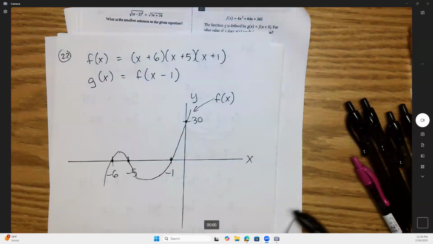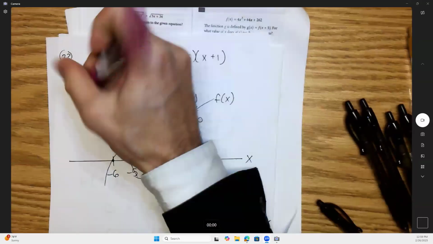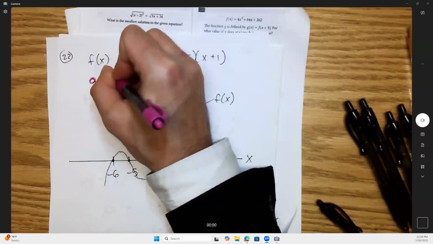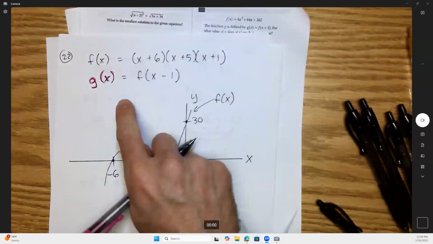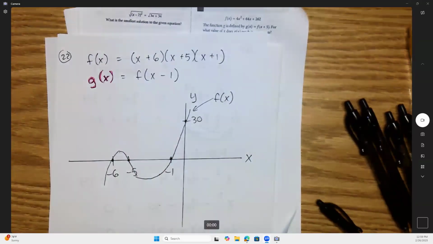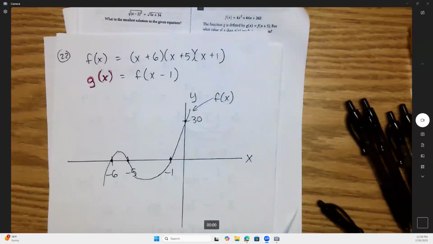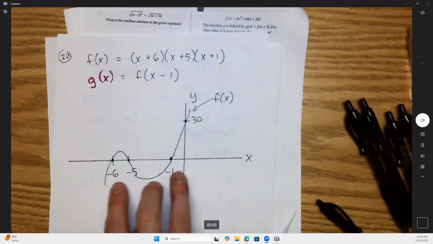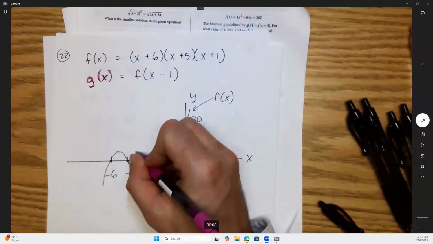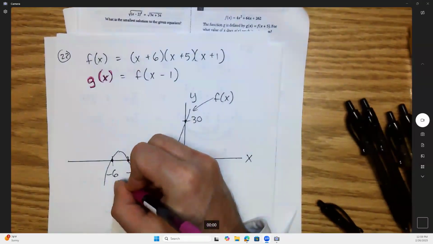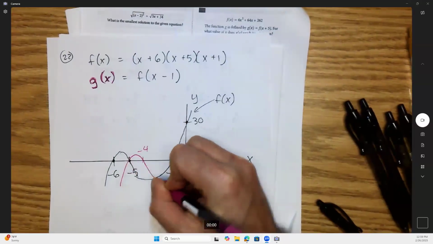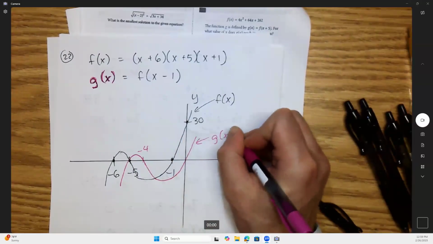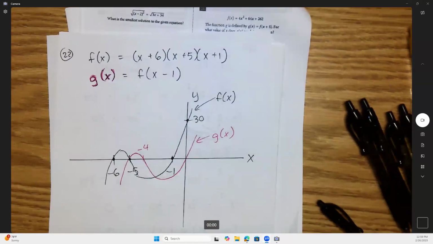Now g of x, maybe I should have done a different color for g of x. Let's do g of x in pink ink. G of x is f of x shifted which way, how much? To the right. Shifted to the right one. So take this whole graph, just shift it to the right one. So here's -4 here. So should that go through here, and then through the origin? And that right there is your g of x. Right? Is that true? Okay, g of x.